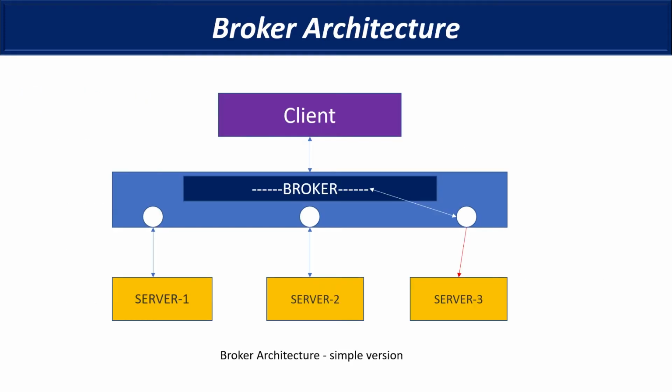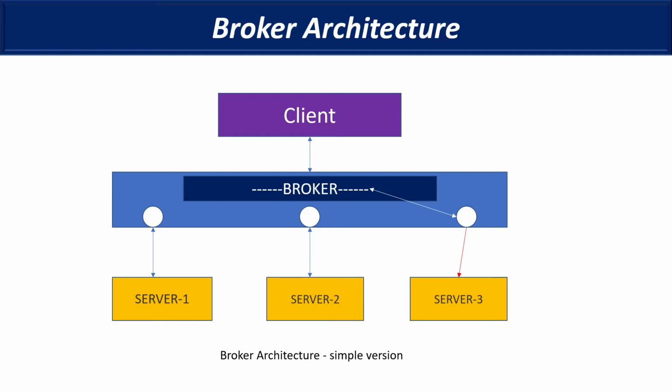So let's understand this using this architecture. There are 3 things: client, broker and servers. In our application we see that there can be multiple servers. Which server is actually giving us the proper service that we want, we don't have to worry about, and we don't have to think about which server gives the proper response.